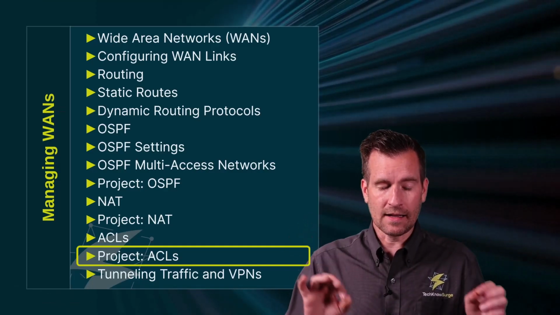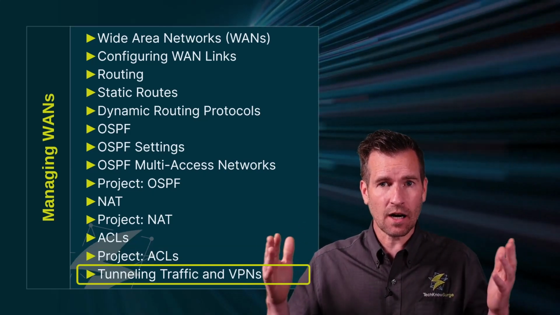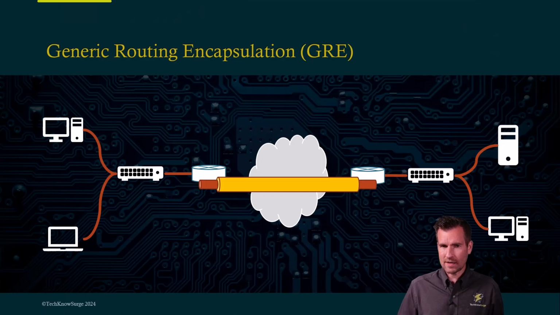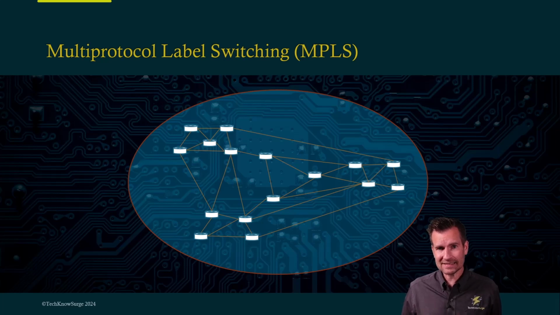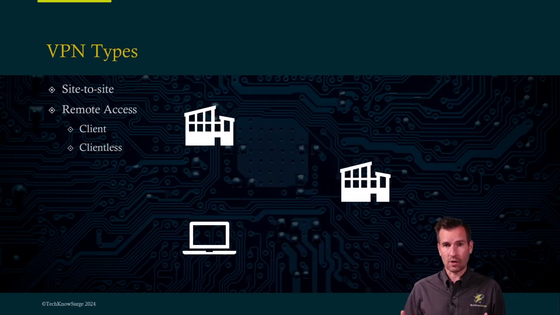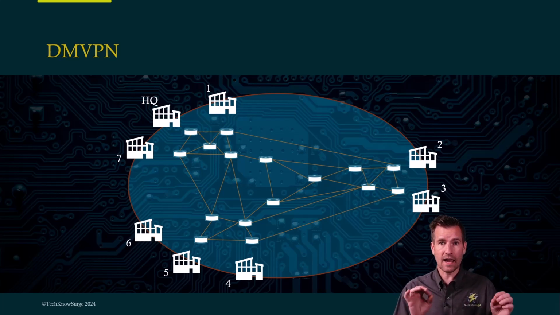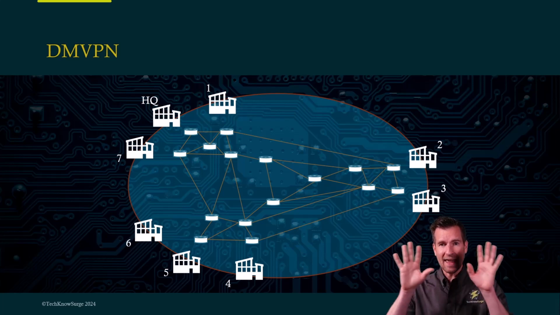Then we got into tunneling traffic and VPNs, how we can create secure communication across our WAN technologies or across our WAN links. We talked about tunneling, what tunneling is, and the different types of technologies that are tunneling, like the generic routing encapsulation or GRE, and other technologies such as MPLS and IPsec, and how IPsec secures that communication and encrypts that data, and how we can use IPsec and other protocols to implement things like VPN, and how Cisco has an advanced VPN called a DMVPN that really allows us to manage our VPNs for wide enterprise networks much easier.